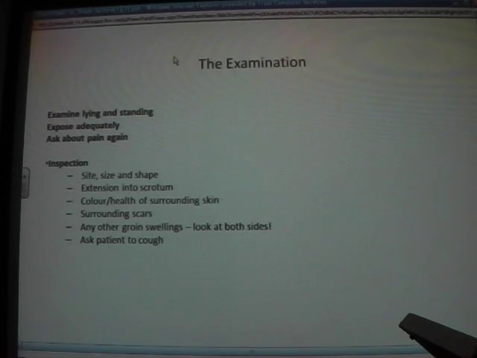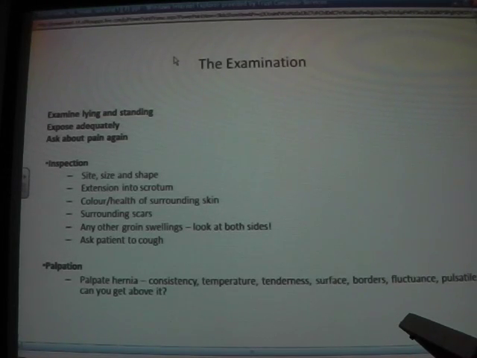Okay, so then you want to palpate the mass. Again, palpate it gently. Describe the mass like you describe any mass. So first of all, is it painful? What's the surface like? What's the consistency like? Is it fluctuant? And the temperature basically, and the borders. If you can get above the hernia, then it's not a hernia basically. It's something else because you can't get above a hernia. Does that make sense?